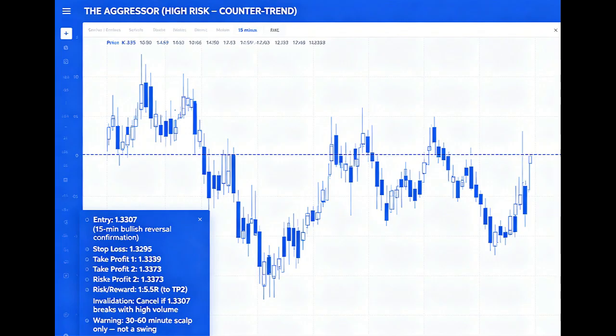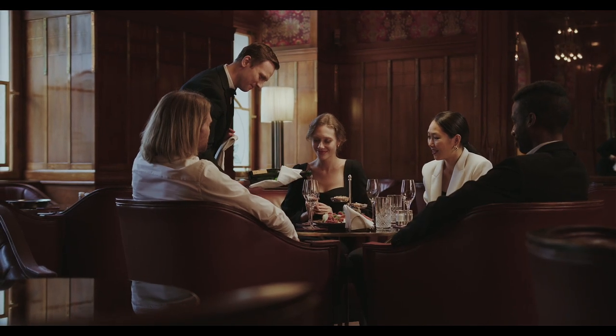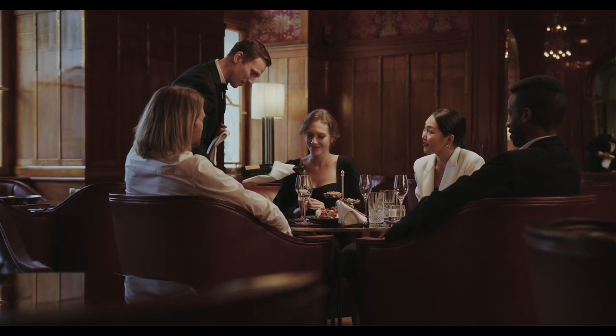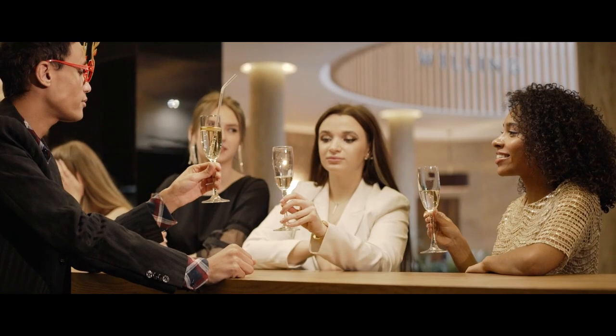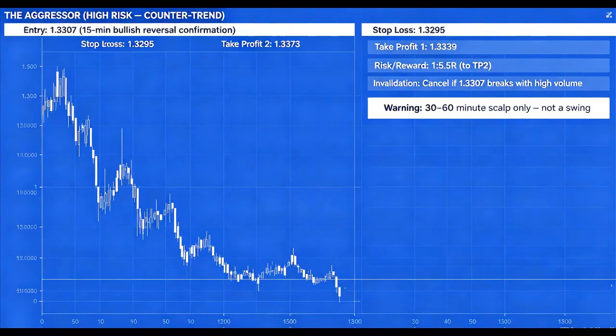Strategy 3, the aggressor, high risk. This is the counter-trend scalp for traders who can handle whipsaw and manage risk aggressively. The setup is a long from the 1.3307 support zone with a tight stop, betting on a false breakdown and snapback rally. Entry trigger, a 15-minute bullish reversal candle at 1.3307. I want to see a hammer or engulfing candle that closes above 1.3315.